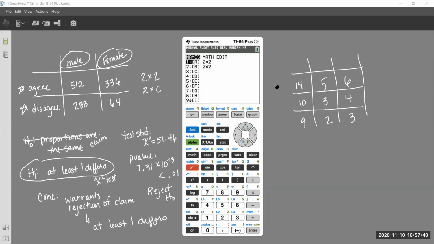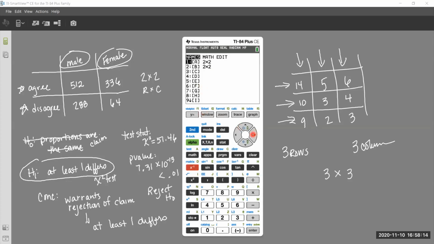Okay, so you can see this would have 1, 2, 3 rows and 1, 2, 3 columns.